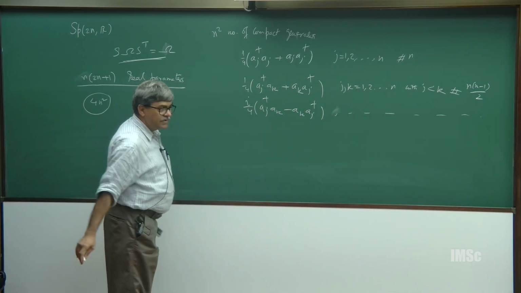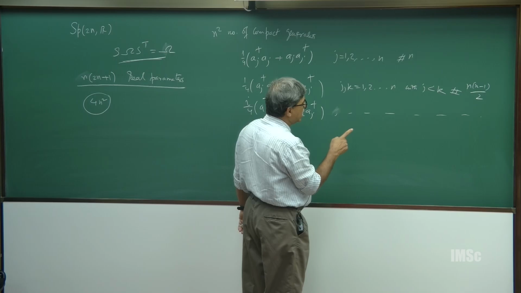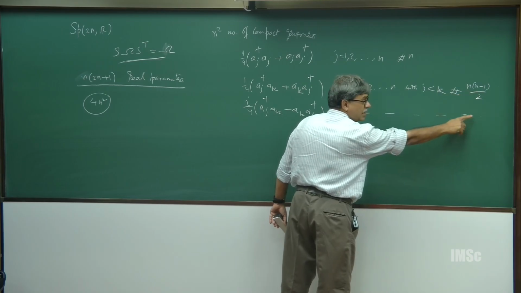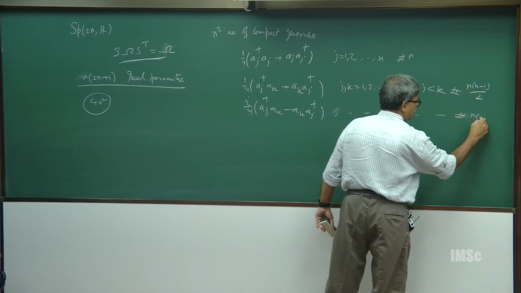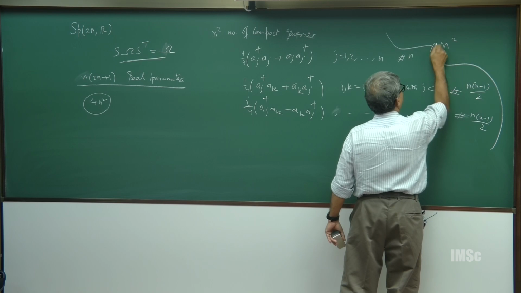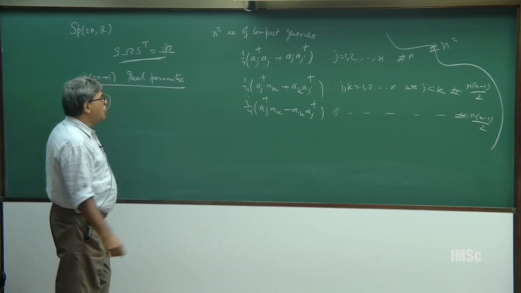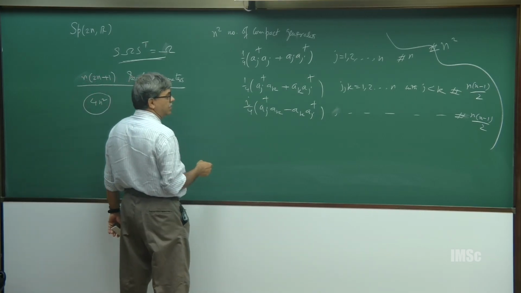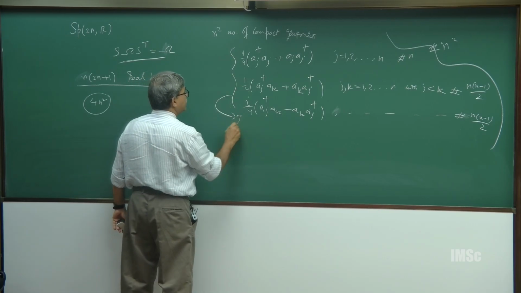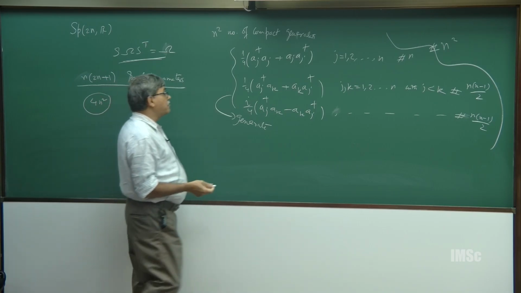So these are compact generators, and what should be the total number? n square. This is n, this is n into n minus 1 by 2, and here also you will have n into n minus 1 by 2. So the total number of generators is n square. And this will generate the maximal compact subgroup.